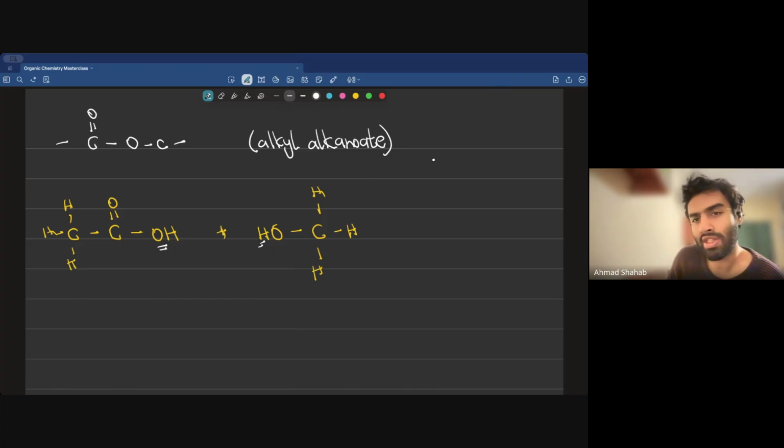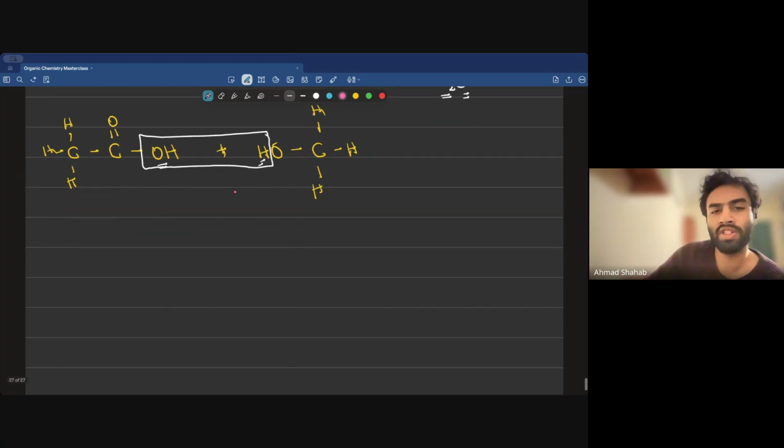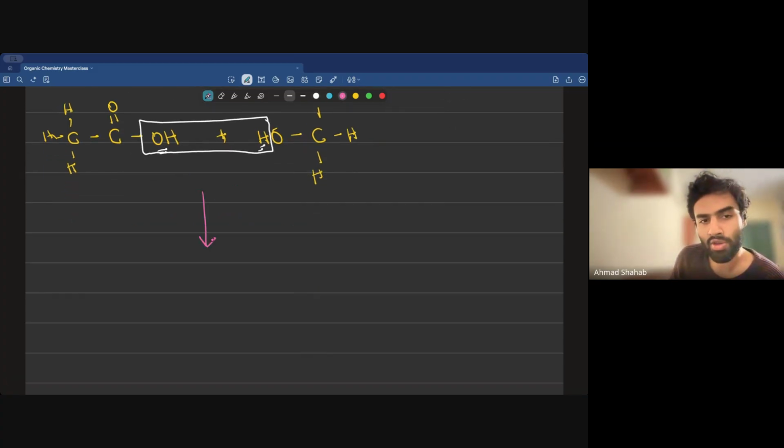You see, the formula of water is H2O. That means two atoms from hydrogen and one from oxygen, right? So what's going to happen is this part right here is going to escape as water, and the other products of this reaction are going to be the other products of this reaction.